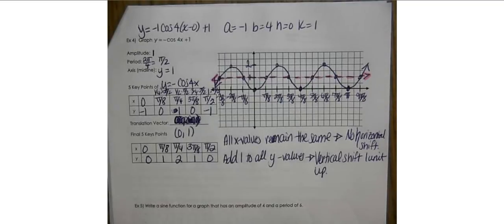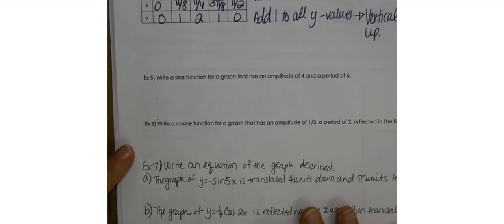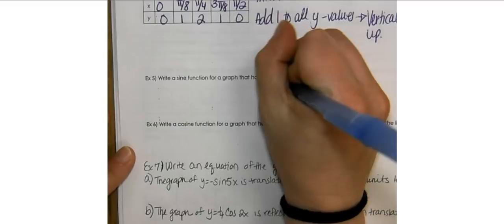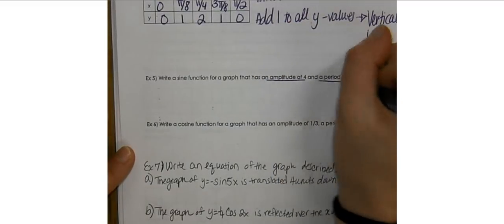All right, let's go ahead and move on to example number 5. For example number 5, I would like you to go ahead and write a sine function for a graph that has an amplitude of 4 and a period of 6. So notice that there doesn't exist any horizontal or vertical shifts, so that indicates that we're going to be working with y is equal to a times the sine of bx. So we're not working with h's and k's in this case because we don't have any information about it.